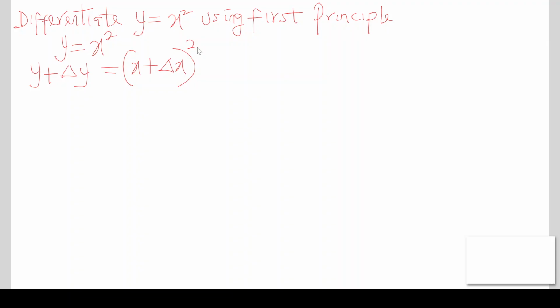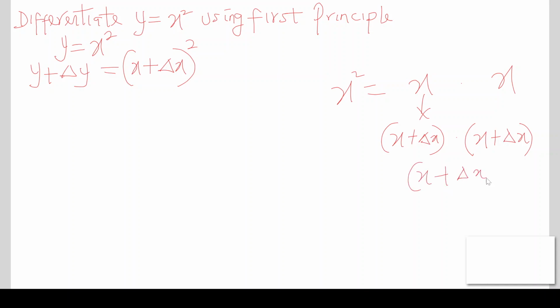So that is how it is being done, because x squared is the same thing as x multiplying x. So if I have a change in the first x, it becomes x plus delta x multiplying. If I have another change in the second x, it becomes another x plus delta x. And as you can see, x plus delta x multiplying x plus delta x becomes x plus delta x all squared. And that is how it's been done. Now let's progress.